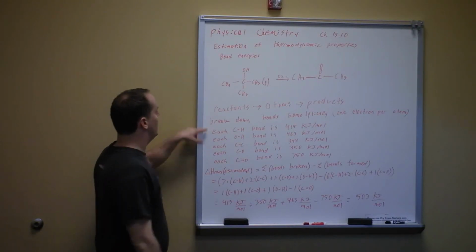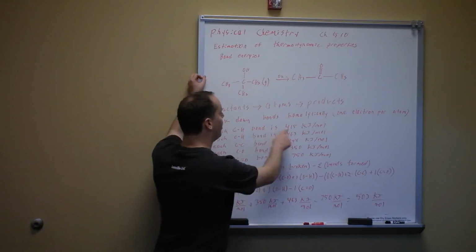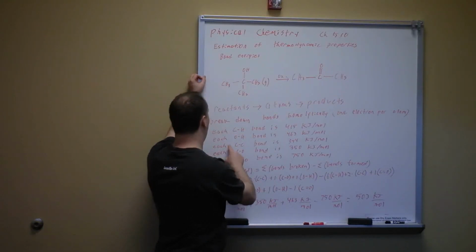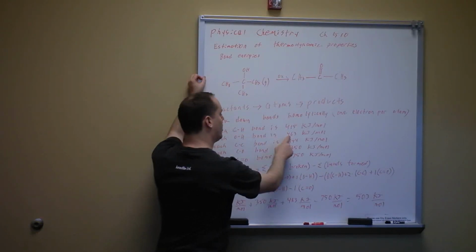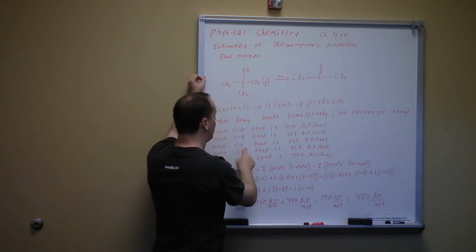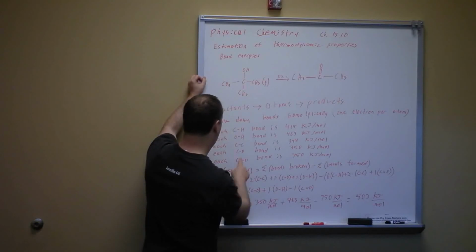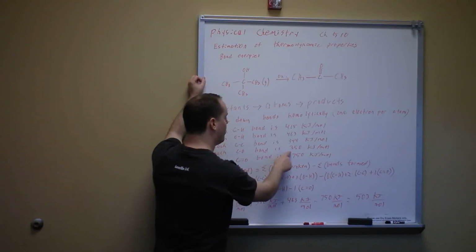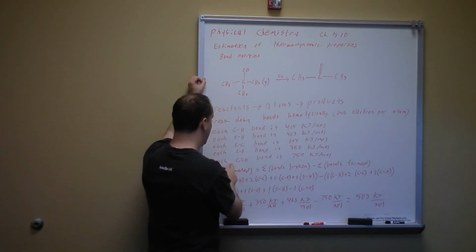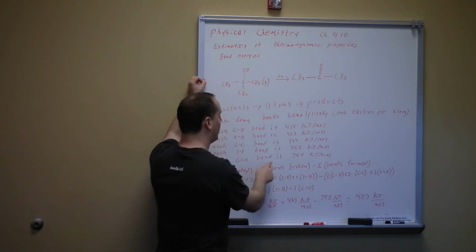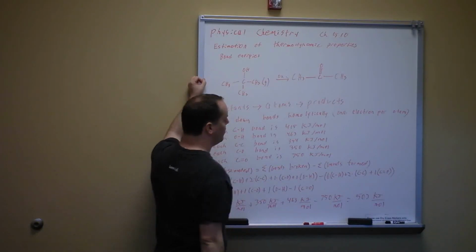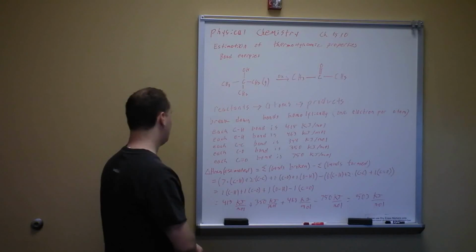So what we're going to say is that any carbon-hydrogen bond is 415 kilojoules per mole. Any OH bond is 463 kilojoules per mole. Any carbon-carbon bond is 344 kilojoules per mole. Any carbon-oxygen bond is 350 kilojoules per mole. And any carbon double bonded oxygen bond is 750 kilojoules per mole.